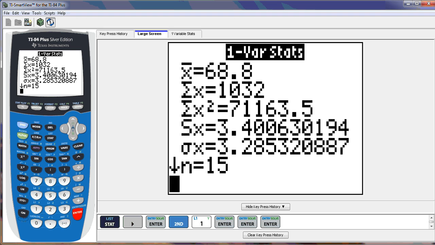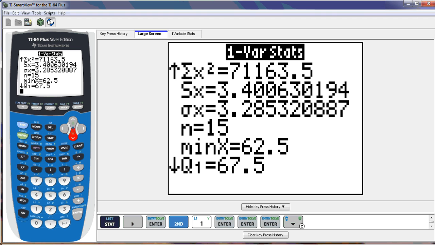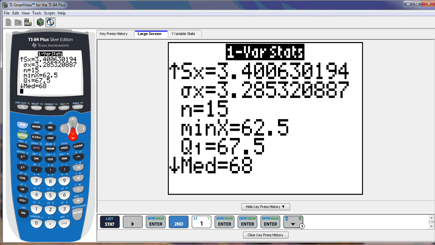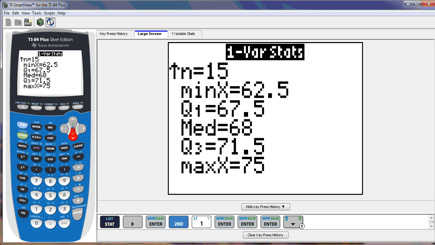The little sigma x, which looks like a 0 with a dot off to the side of it, that's what we call our population standard deviation. We're not going to use that one for a while. The n equals 15, that's just the total numbers in our list, a number of items in our list. And then finally we get down to what's called our 5-number summary. The minimum, the lower quartile, the median, the upper quartile, and the maximum.